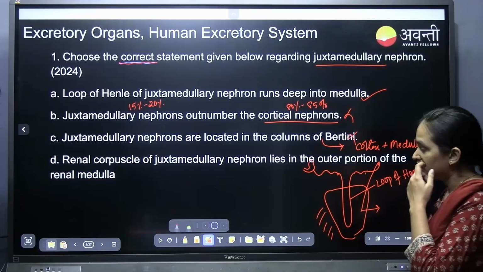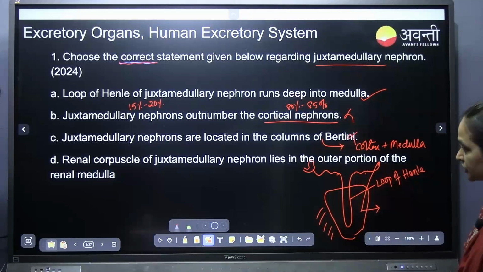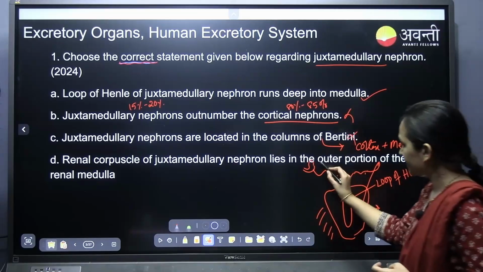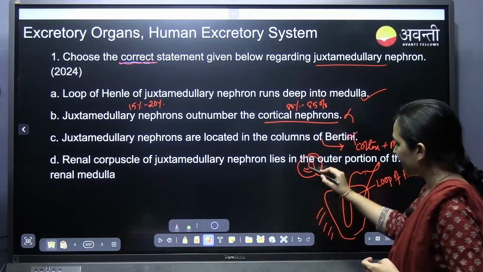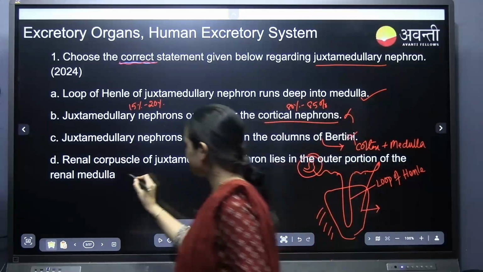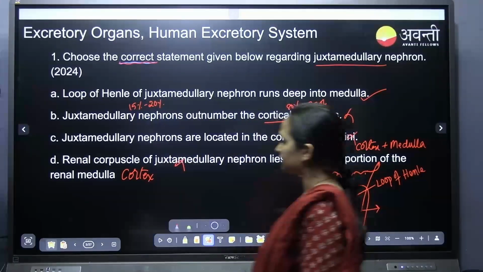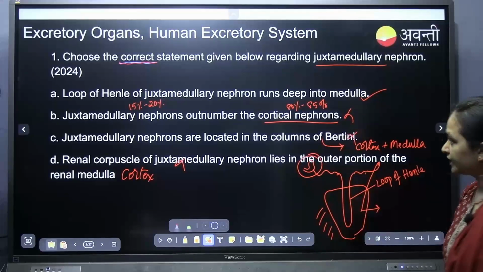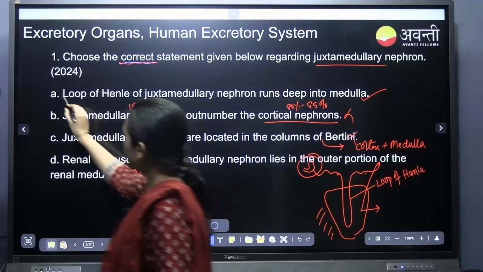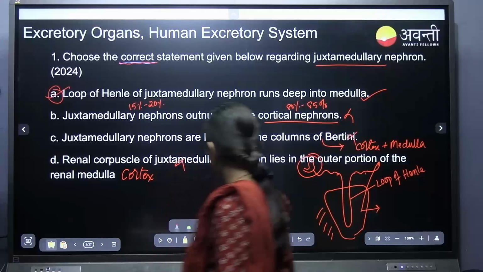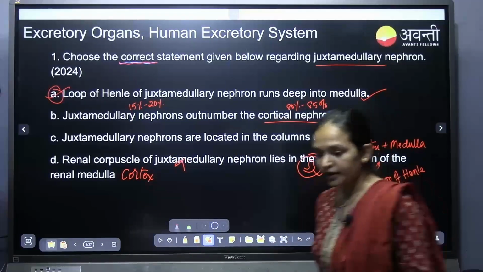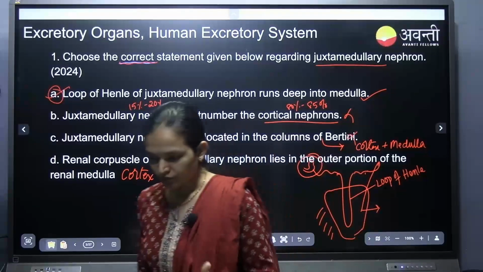The renal corpuscle of juxtamedullary nephron lies in the outer portion of the renal medulla. No, actually it lies in the cortex, which makes this statement also wrong. So, what is the right answer here? The right answer is A. A is the right answer. Following everybody? Understood?